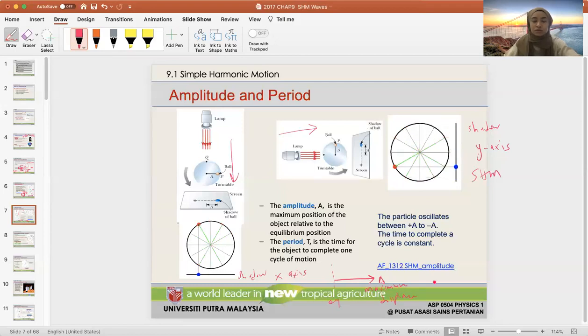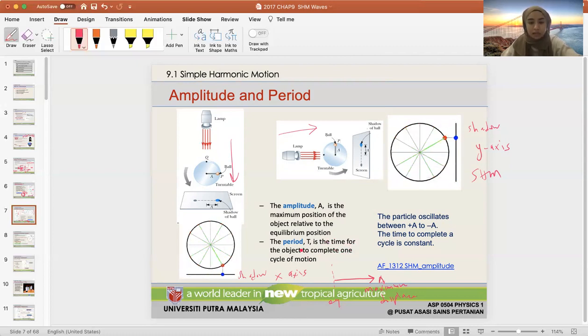Okay, I told you it goes from positive A, negative A, positive A, negative A. So the maximum displacement from the equilibrium is A. That is called amplitude. And the period is T. We have learned T in chapter 7.